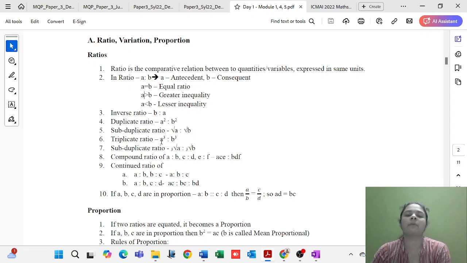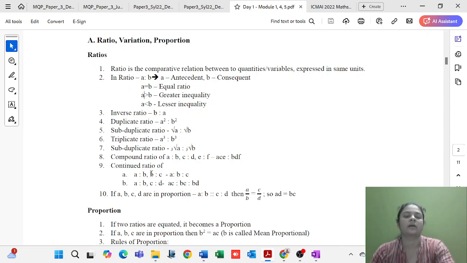Same way, if I am going to cube the two values, A cube is to B cube, then it is triplicate ratio. Whereas when I am going to take the cubic root of the two values, then it is sub-triplicate ratio. Sorry, there is a printing mistake. Cubic root of A is to cubic root of B. So far clear?